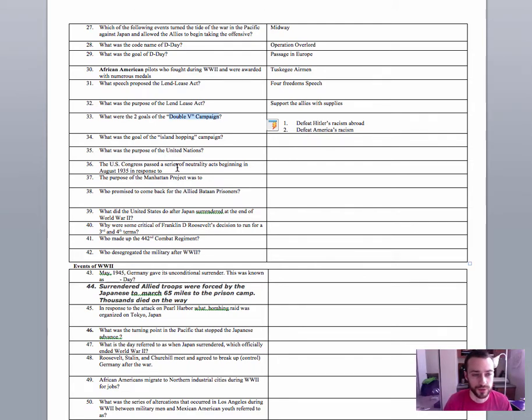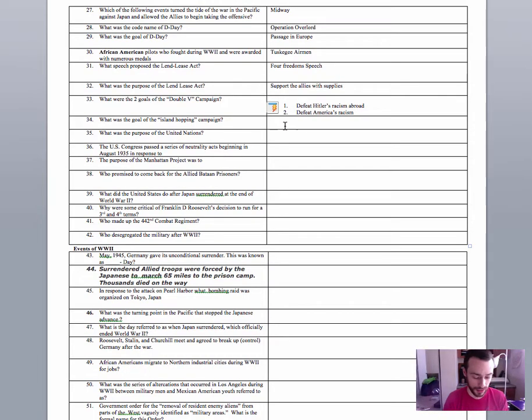Number 34, what was the goal of the island hopping campaign? To attack lightly defended islands in order to get to mainland Japan. And their goal is to get to Japan so they can do a mainland invasion similar to Normandy, like D-Day. But they will not do that because they will drop the atomic bombs.